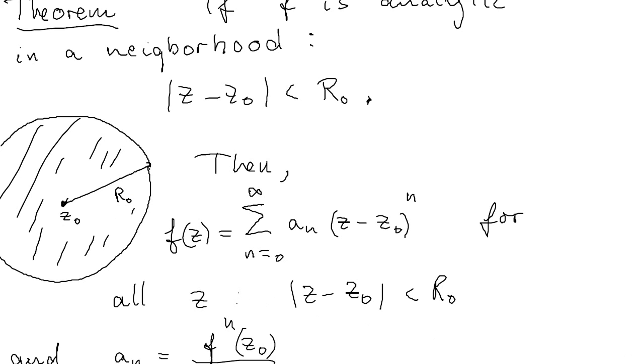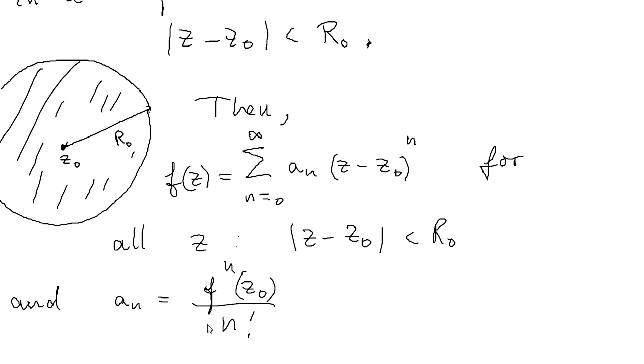Moreover, this coefficient an is given by the following expression. It's the nth derivative of the function f at the point z0 divided by the factorial of n. Recall what the factorial of n is. It's equal to n times n minus 1 times n minus 2 and so on, and the factorial of 1 and 0 are defined to be equal to 1.